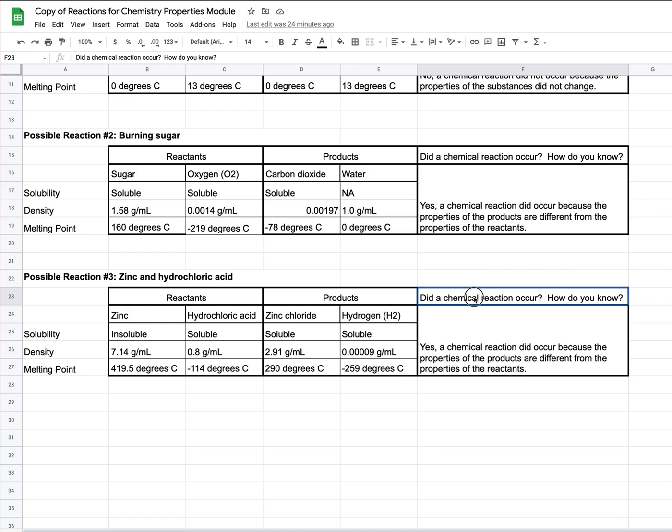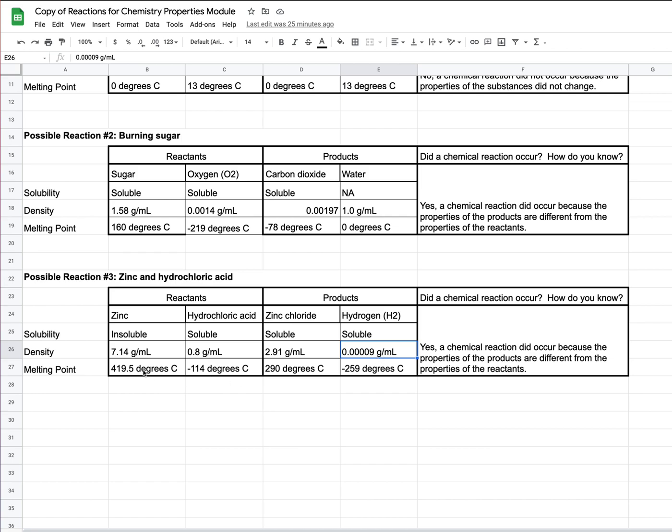Interpretation, did a chemical reaction occur? Yes, a chemical reaction did occur because the properties of the products are different from the properties of the reactants. What kind of pattern? Well, we go from insoluble, soluble to soluble, soluble. That's an interesting pattern. And our densities are different. We go from high density to moderately low density to kind of low density to super low density. That's an interesting pattern, right? High, kind of drops, a little bit higher, and then really drops.